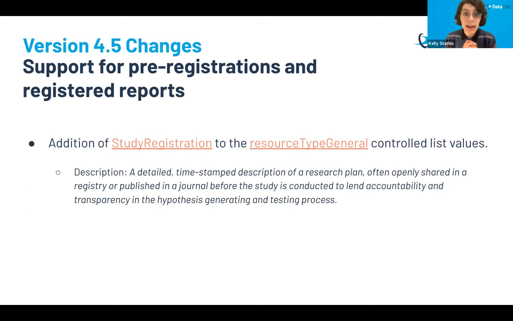The other resource type being added in schema 4.5 is study registration. And as pre-registrations and registered reports are really gaining traction for research reproducibility, we want to support this growing practice. And so the new term study registration is meant to be inclusive of pre-registrations, registered reports, registrations, and other emerging output types in this area. And so the specific type of study registration can be specified in the free text resource type field here.